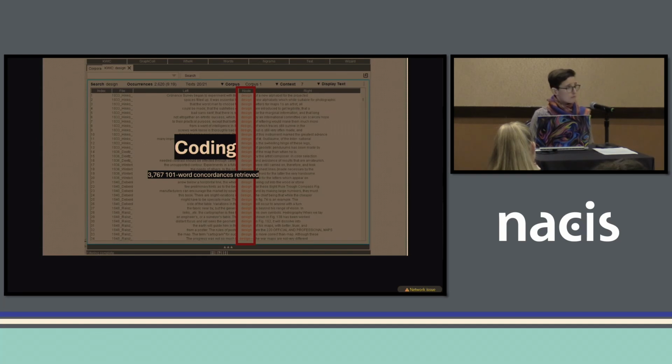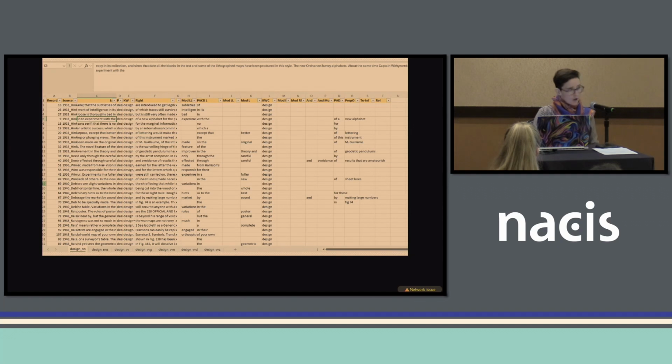So I retrieved and analyzed a total of 3,767 101-word concordances, which was 50 words on either side of my keyword of interest. What you actually see is the concordance of design there. And by the way, the amount of text that was retrieved that I parsed here was 1,500 pages, so lots and lots of coding. And I coded all of these manually.